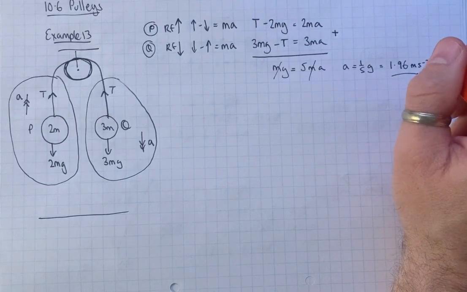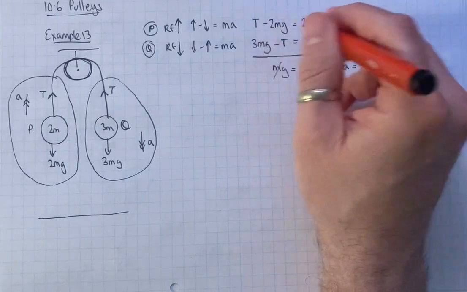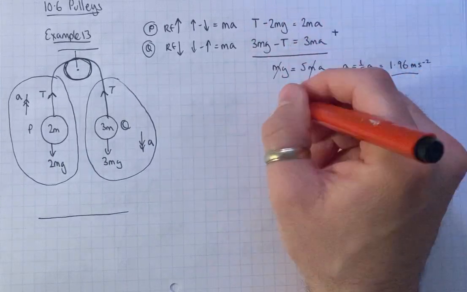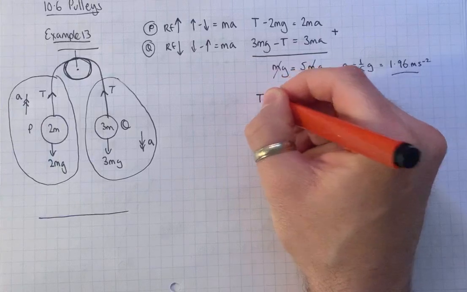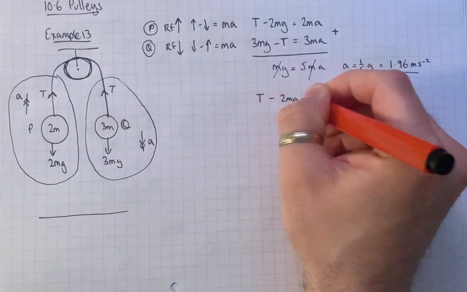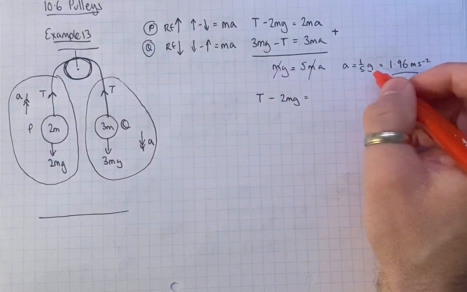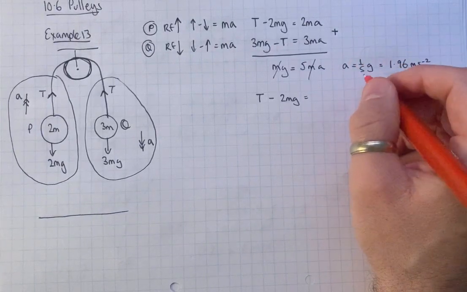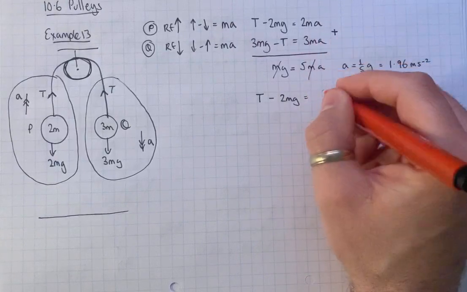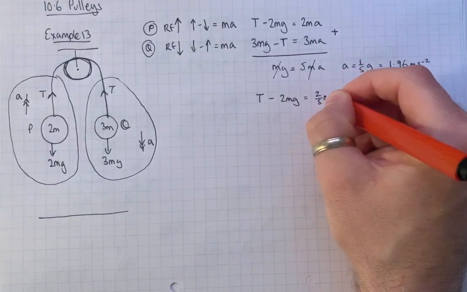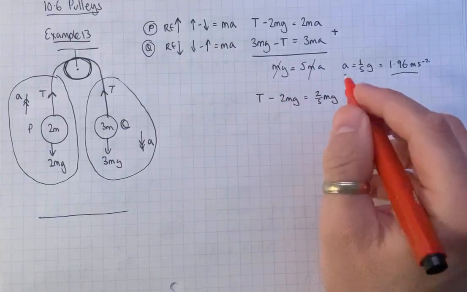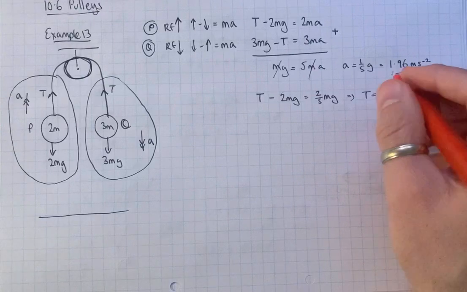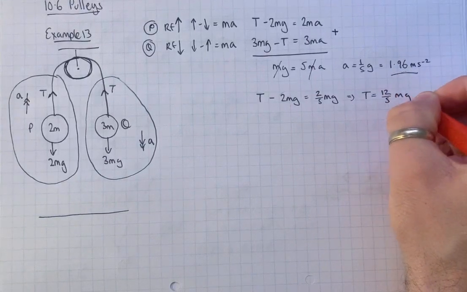In order to work out the tension, I just need to substitute that back into either equation. Obviously, substituting into the top one is slightly easier because it's T minus rather than minus T. So if I substitute into the top one, T minus 2mg equals 2ma. Remember, a is a fifth g, so that's going to be 2/5 mg. So now that comes across as an add, T is going to be 2 plus 2/5, which is 12/5 mg.